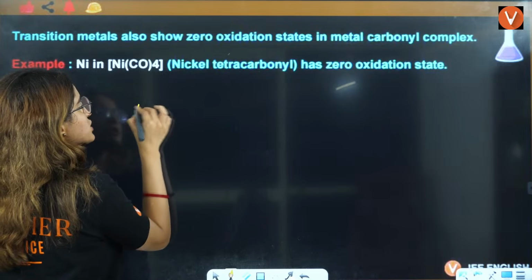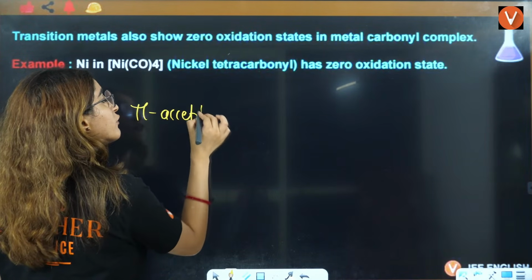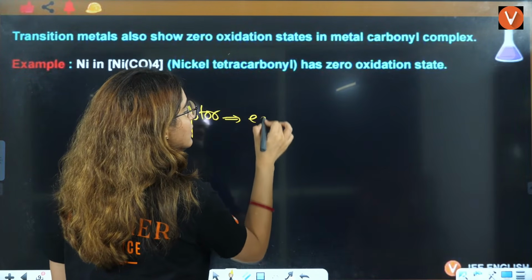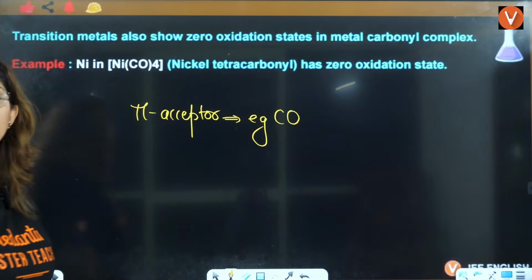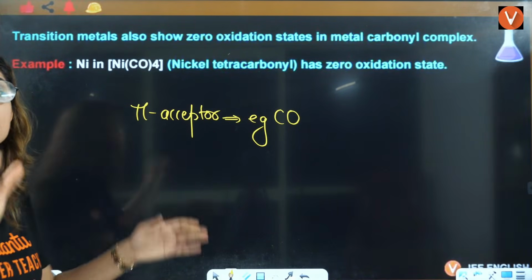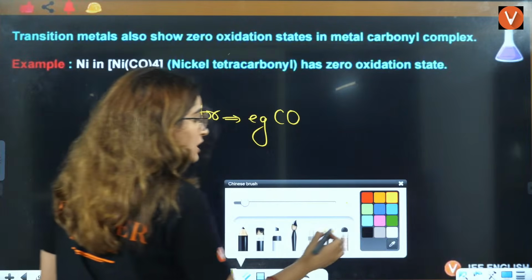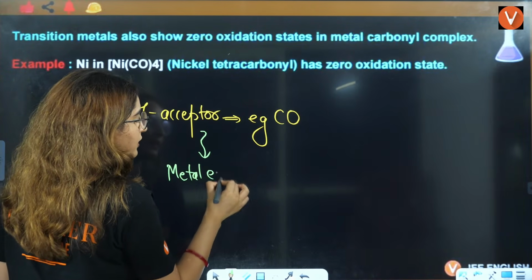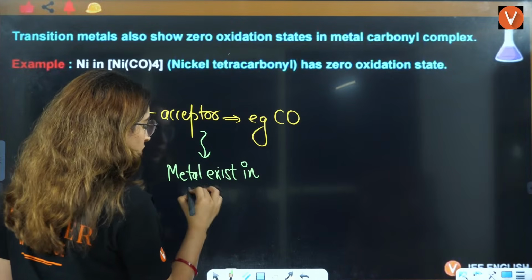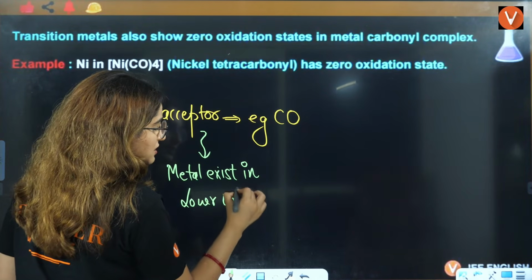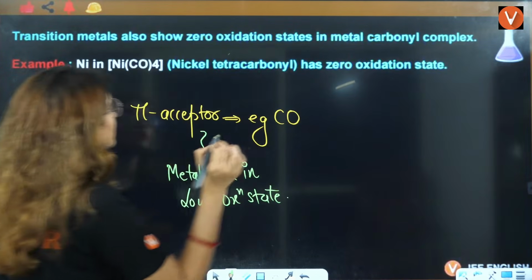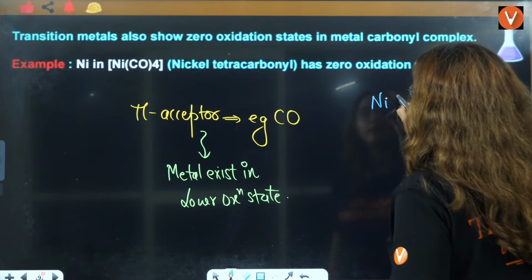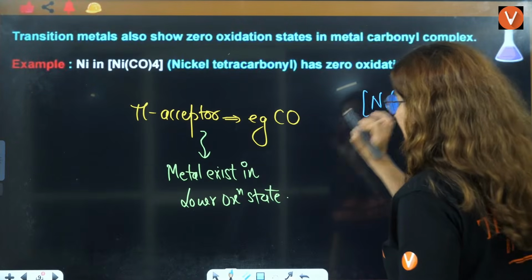So there are some ligands which are pi acceptor. What are these ligands? That we will talk about in coordination chemistry. These pi acceptor ligands, for example, you have CO. Carbonyl is a ligand, that is your pi acceptor ligand, right? So now in these kinds of pi acceptor ligands, the metal exists in a lower oxidation state. That is the reason, if you see this particular complex, Ni(CO)4, right? This you will see in coordination chemistry.